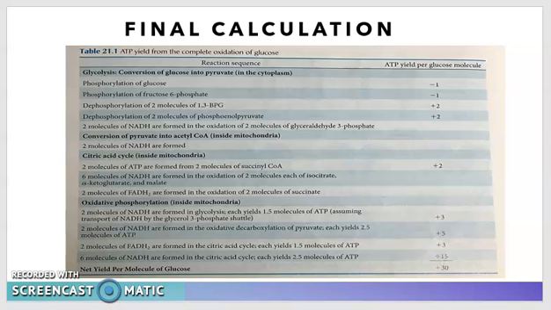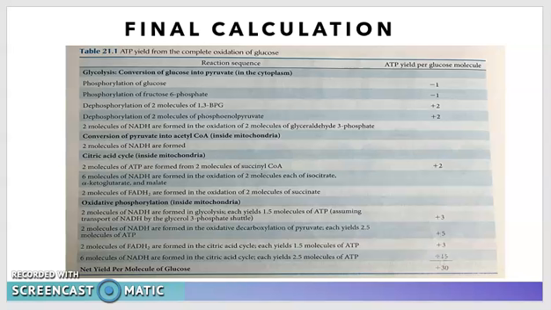And this takes us to our final calculation. So during glycolysis, as we can see up top, we lose 2 ATPs during phosphorylation of glucose and phosphorylation of fructose 6-phosphate. And I also want to go over the oxidative phosphorylation part and just break down where I got the 26 ATPs. So 2 molecules of NADH are formed in glycolysis.